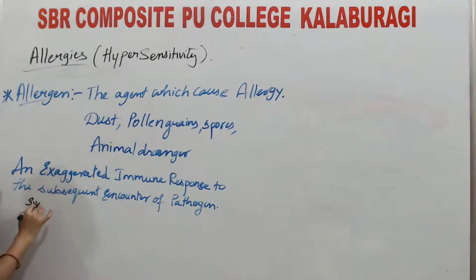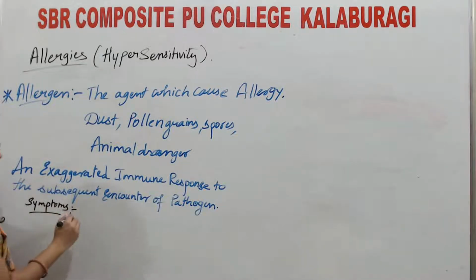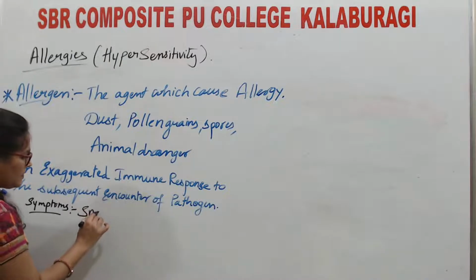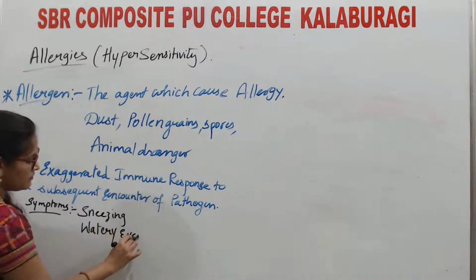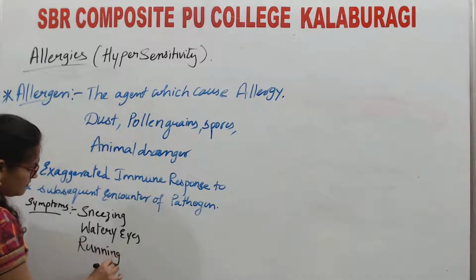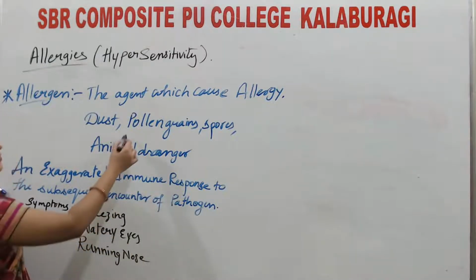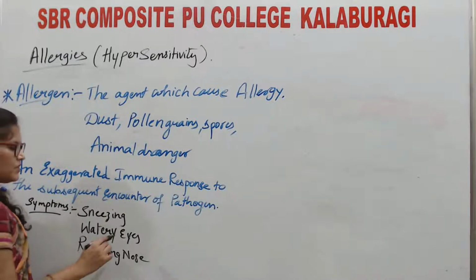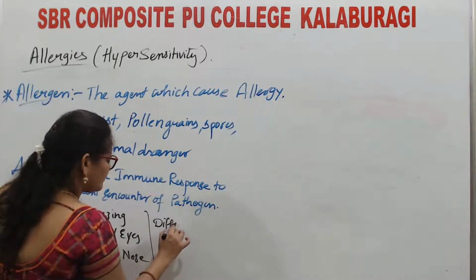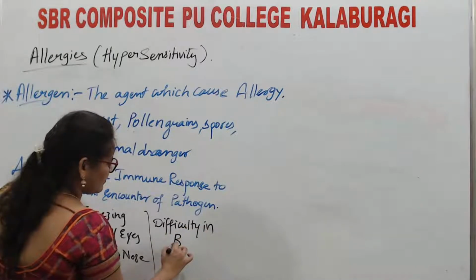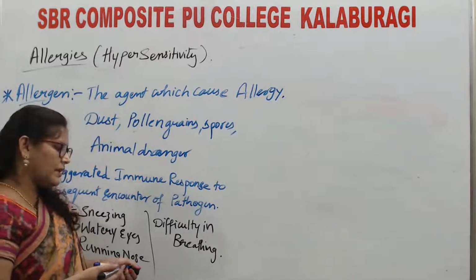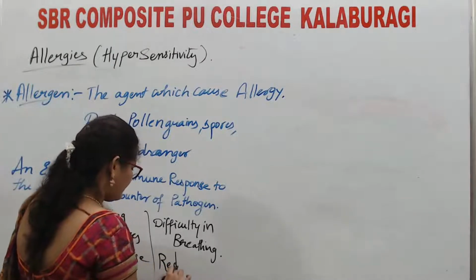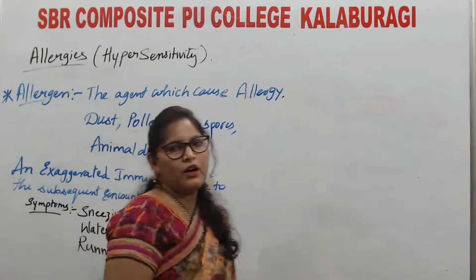Okay, what are all the symptoms we can observe during allergy? See here, the very first symptom: sneezing, watery eyes, running nose, or in case of pollen grains or dust, in asthma patients, difficulty in breathing. Difficulty in breathing. All these are the symptoms, or sometimes turning to redness. Redness. All these are the symptoms of allergy.